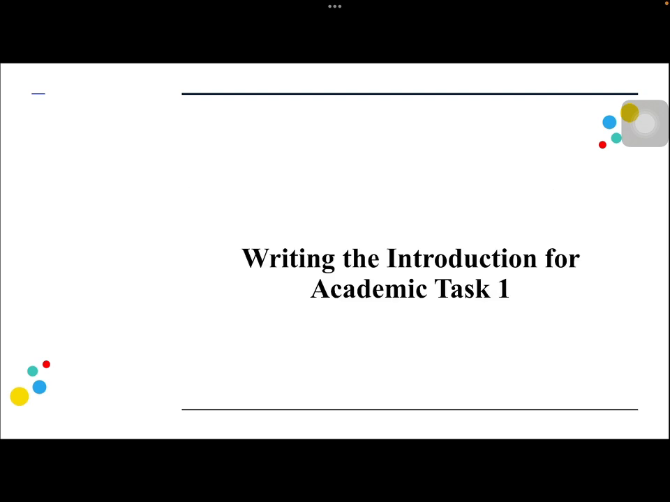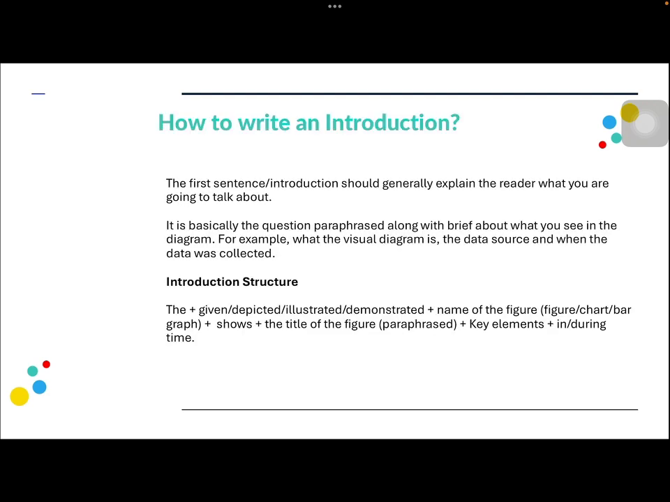Now let us look at how to write the introduction for academic task 1 question. When writing the introduction, what we should always understand is that the introduction is basically information that you're giving to the reader, to let them know what you are going to write in the next 150 words or in the next 120 words, right? So the first sentence of the introduction is to generally explain to the reader what you are going to talk about, right?